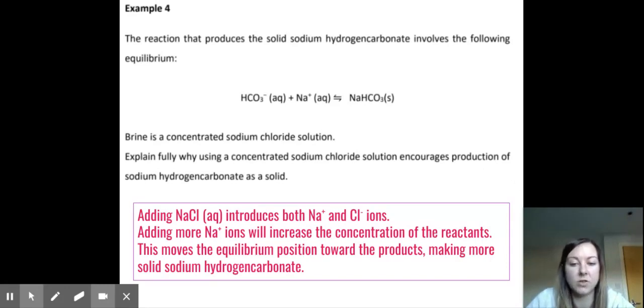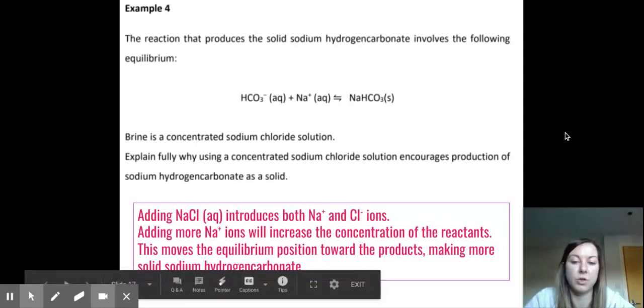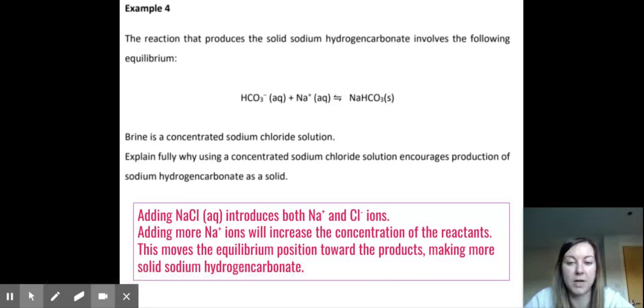So first point, adding sodium chloride is going to introduce sodium ions and chloride ions. Adding more sodium ions is going to increase the concentration of the reactants. So the system's going to try and reverse this by getting rid of them and making them into products. So this moves the equilibrium position towards the products, making more solid sodium hydrogen carbonate. Now notice again in the question we're asked about sodium hydrogen carbonate as a solid, and I've mentioned that in my answer.